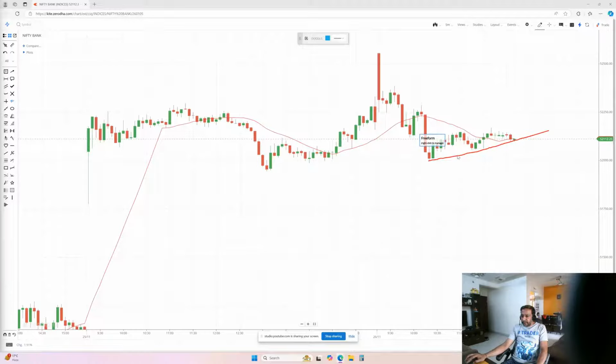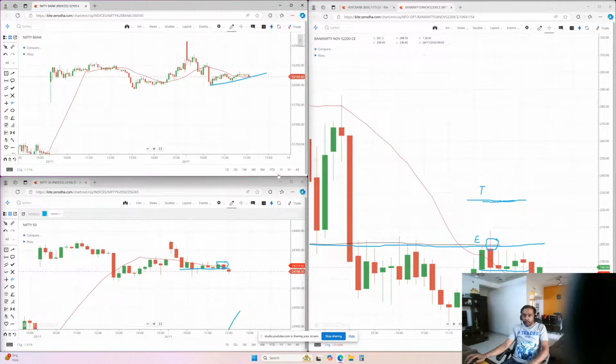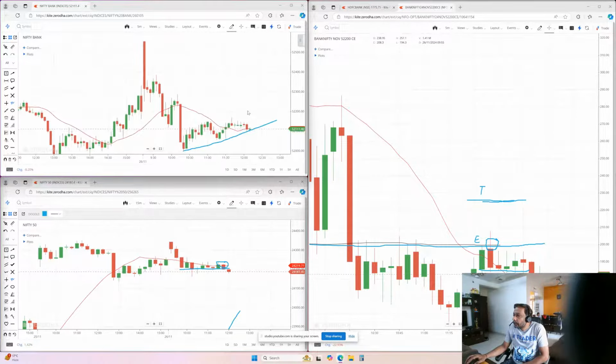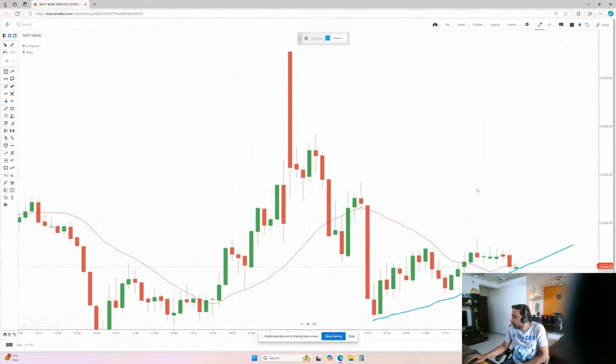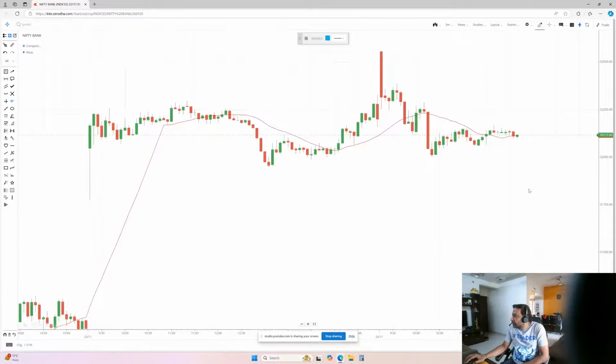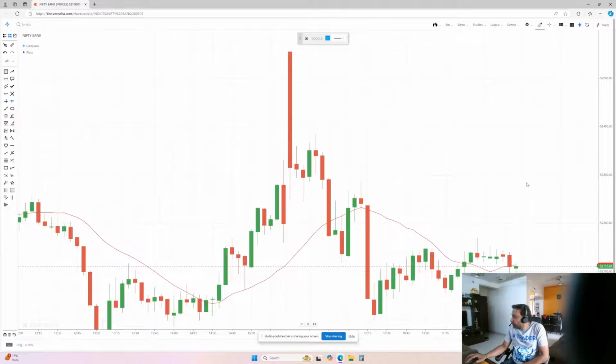Okay, now you can see the screen. Yes. Okay. So you can see Bank Nifty took support from this 50 to 100 level. So I think we are good for today because it's almost 1 hour.